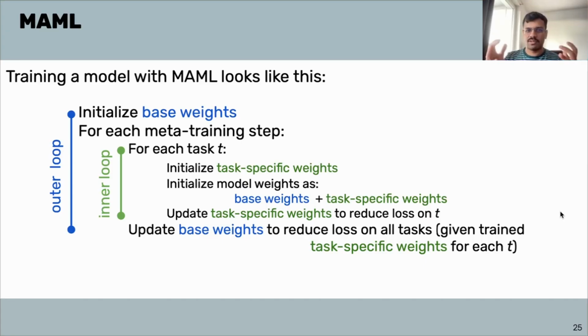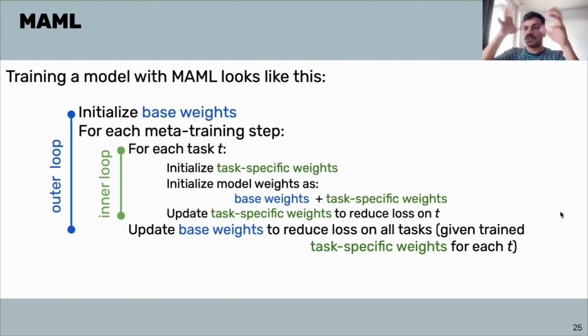So training a model with MAML looks as follows. There's an inner loop and an outer loop. The inner loop is what is traditional training. So you have task specific weights, and then you initialize the model weights as the task specific weights plus some base weights, which are initialized in the outer loop. So let's say just some random set of weights that are initialized now. Then you have a random set of task specific weights. You add them to those base weights for different tasks. You do it differently, and then you have your loss for that task and you just update the task specific weights. And then this can be done sequentially now for each task T.